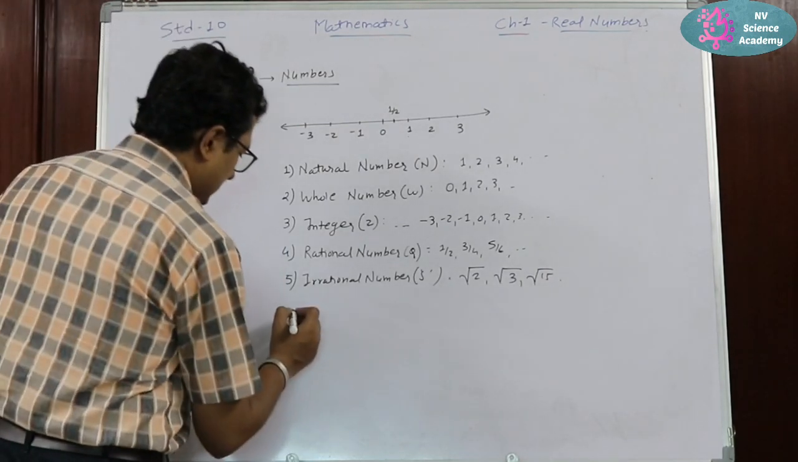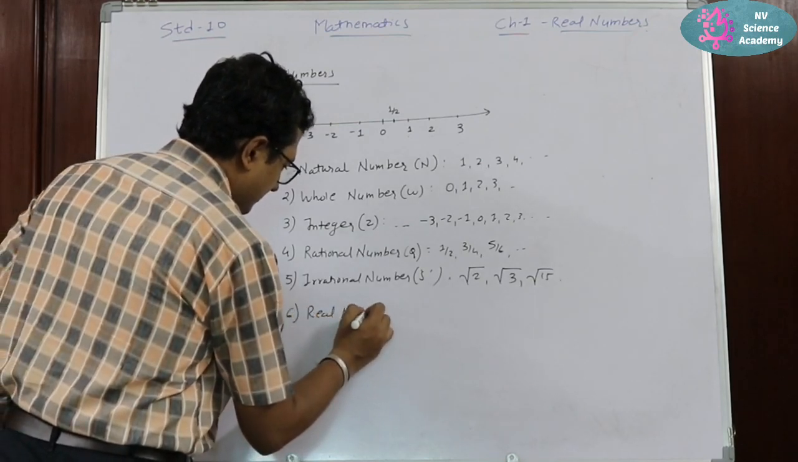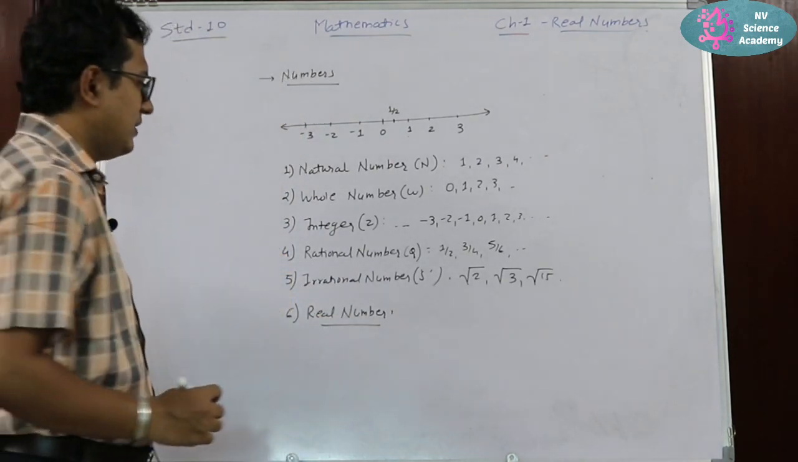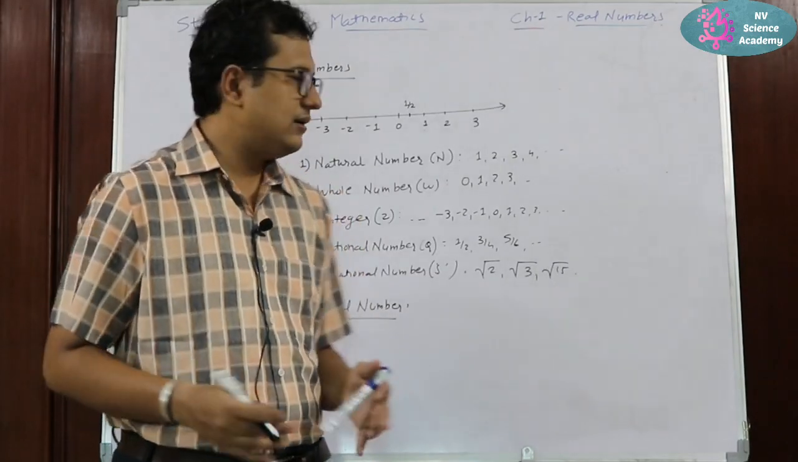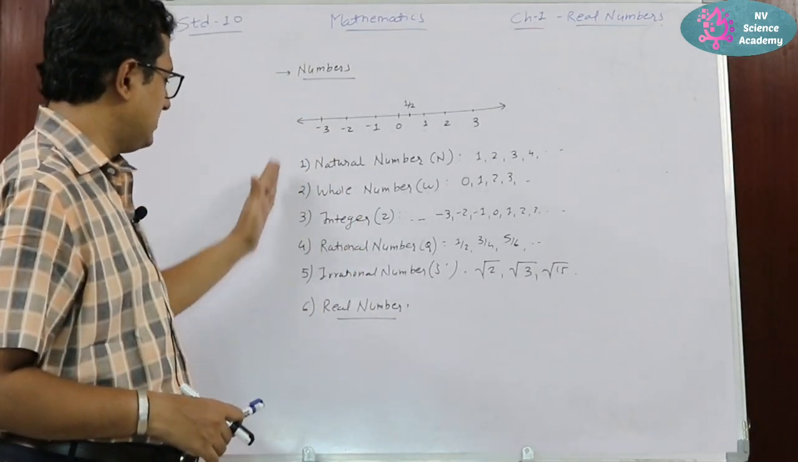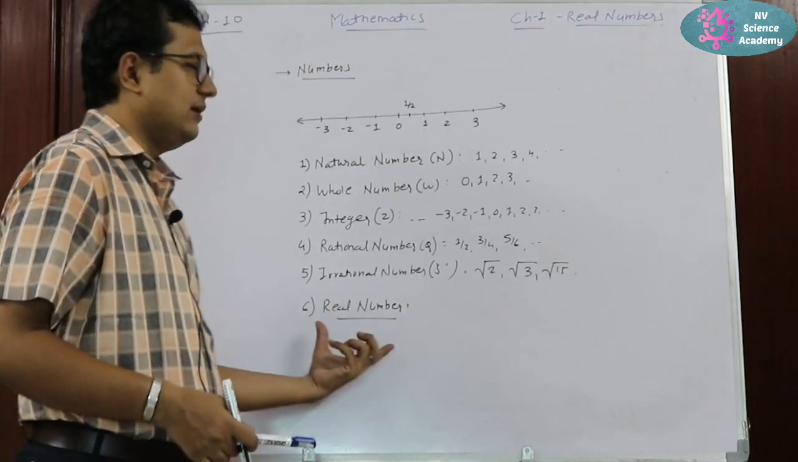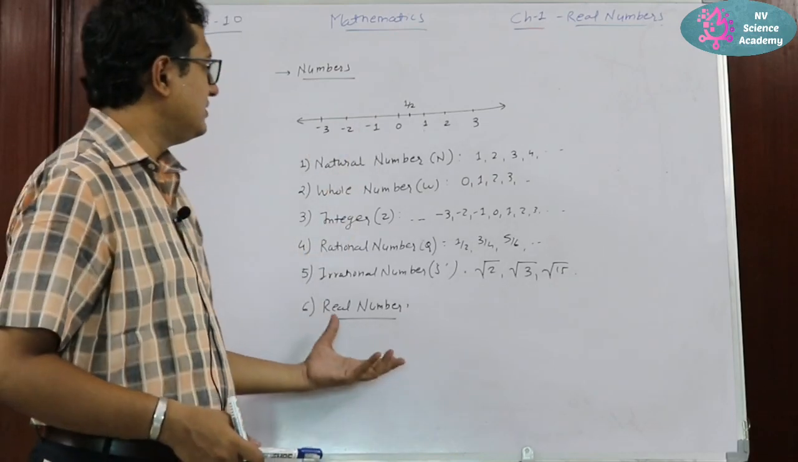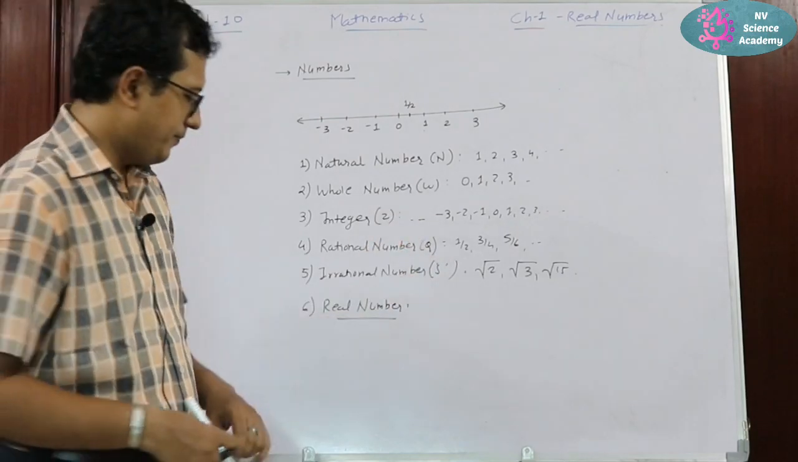Now beyond this, we have the real number. So what is a real number? A real number is the combination of all these numbers. If I have one bag and I include all these first 5 numbers in that bag, then that bag will be called the real numbers. So it includes all the numbers. This is some revision from Standard 9.